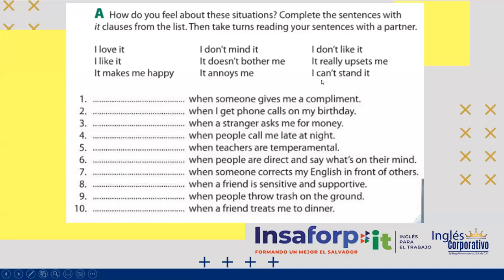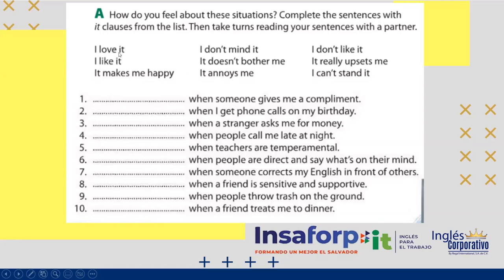So let's think about this one, okay? And let's think, how do you feel about these situations we've got over here? Pensemos en las situaciones. How do you feel about this situation? Vamos a ver. Aquí está la instrucción. Complete the sentences with it clauses from the list, then take turns reading your sentences with a partner. That's what we're going to do.